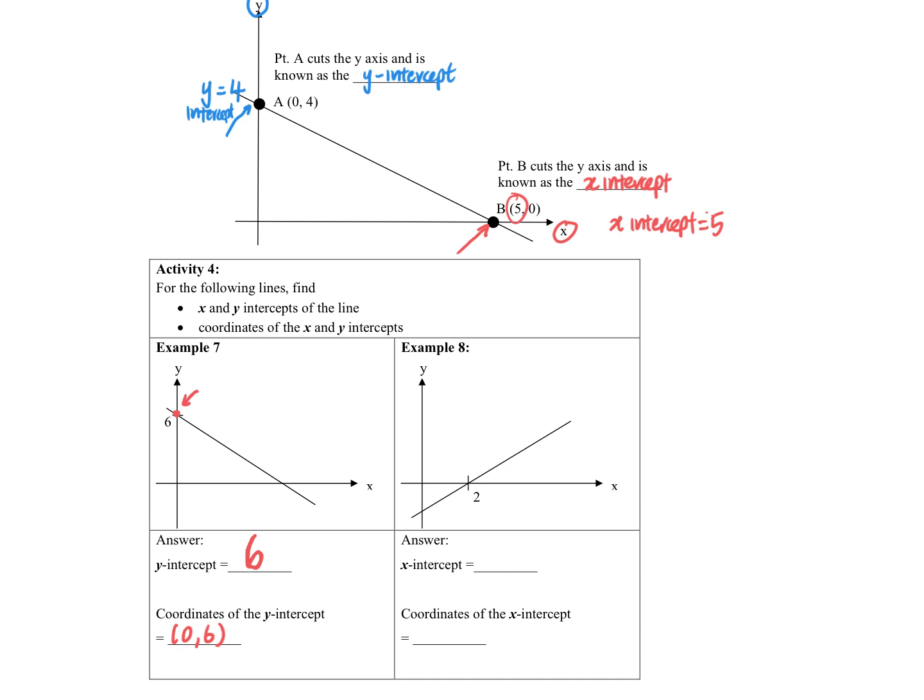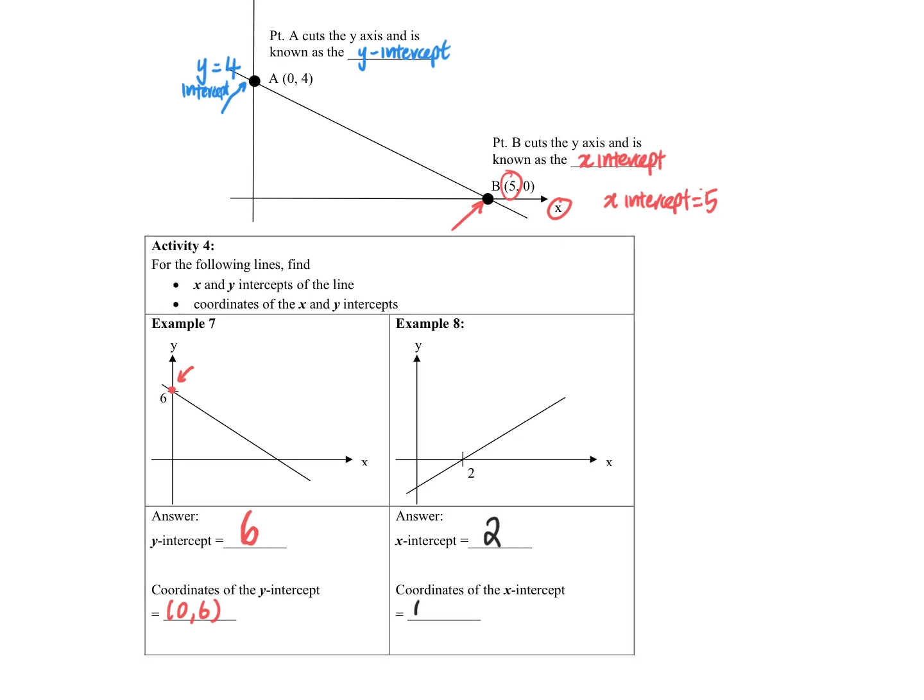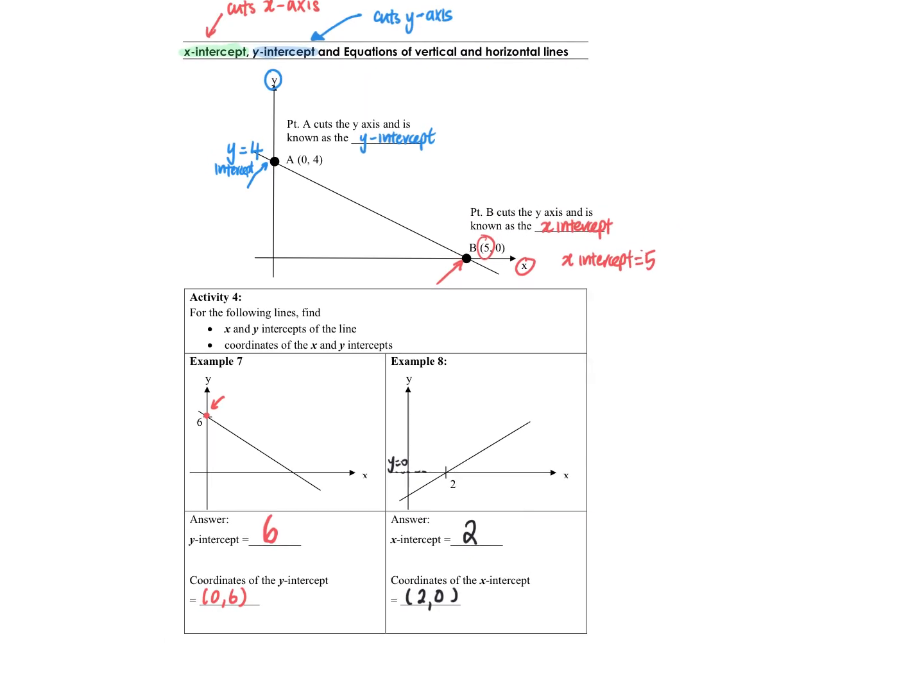What about the x? What about the coordinate? 2 then 0. Your x is 2, your y is 0 in this case, right? So take note of the difference.